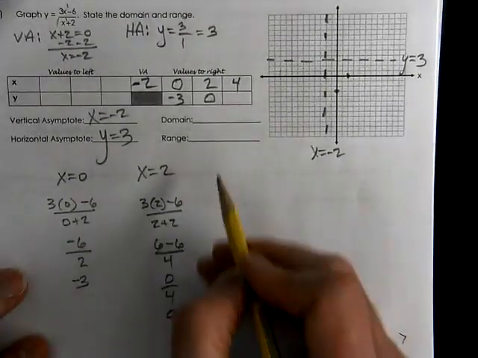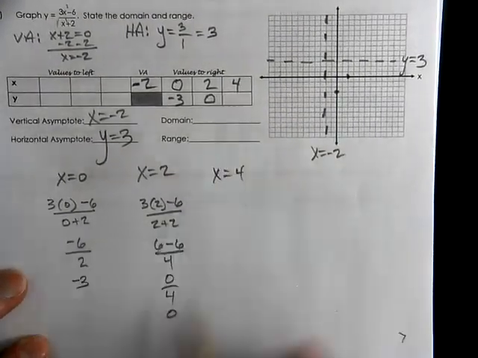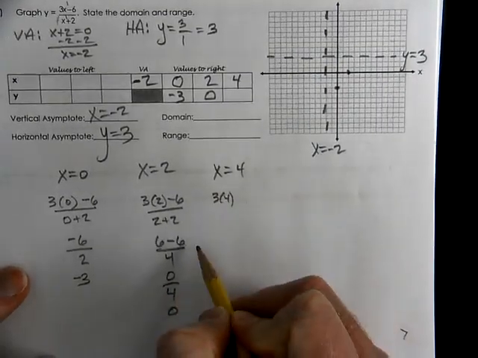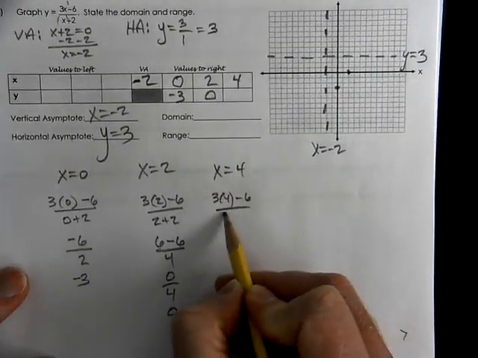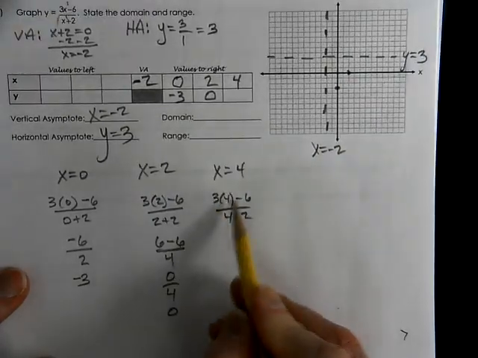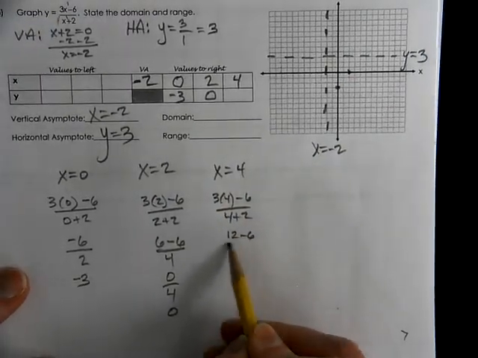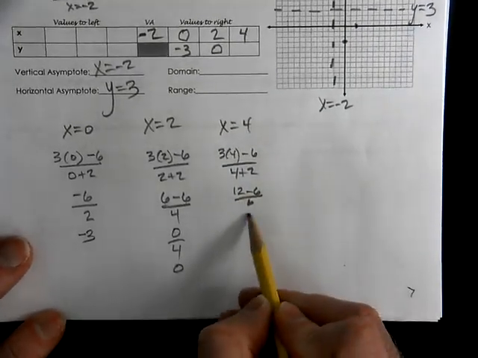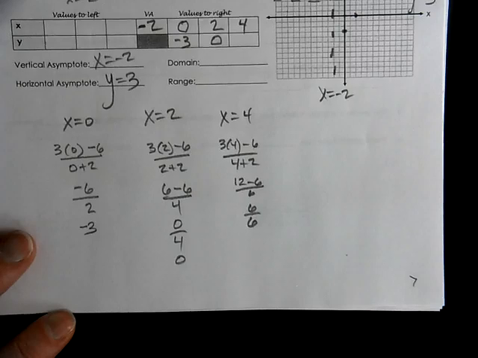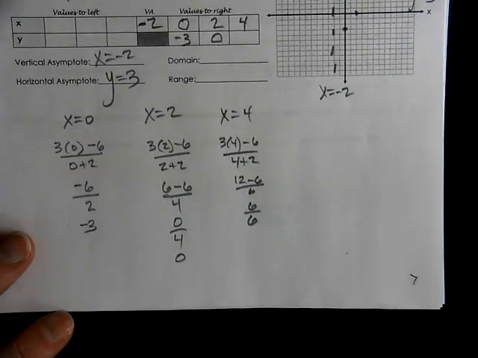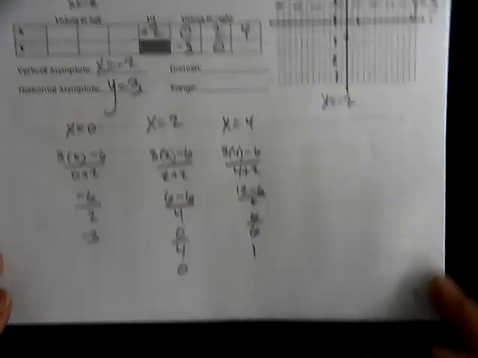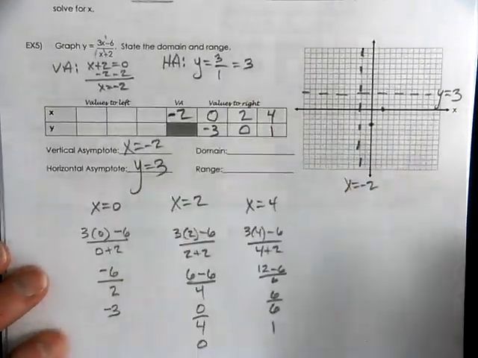Then we have one last number to calculate. So that's 3 times 4 minus 6, over 4 plus 2. That's 12 minus 6. 6's cannot cross out. That's 6 over 6. What do we get? 1. So when we're at 4, we get 1.